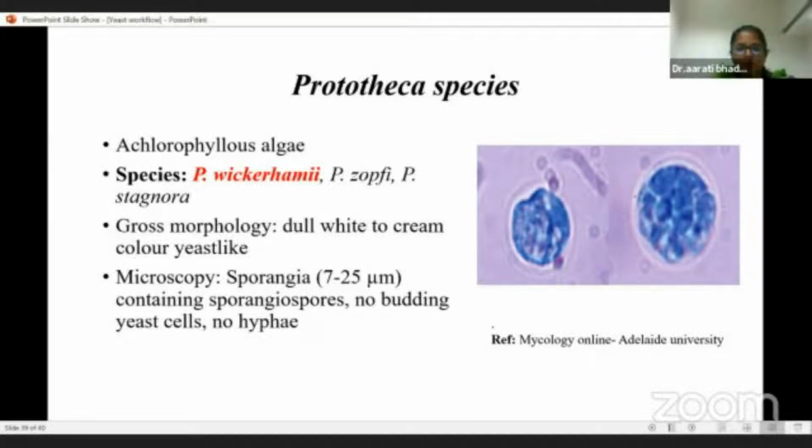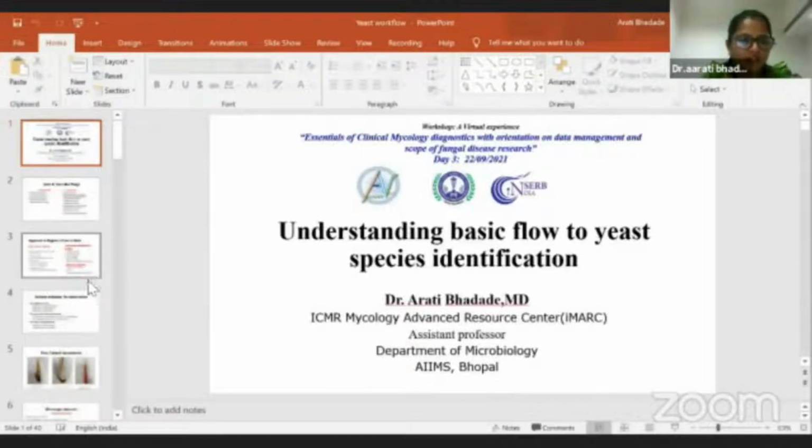On microscopy, we can see sporangia containing sporangiospores, and there will be no budding cells or hyphae. So whenever any yeast colony comes, we have to think about all these different species for the correct identification.